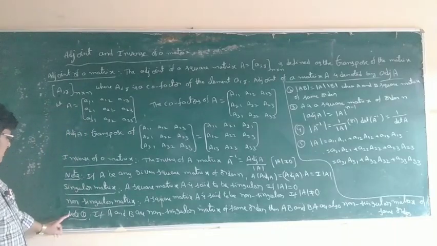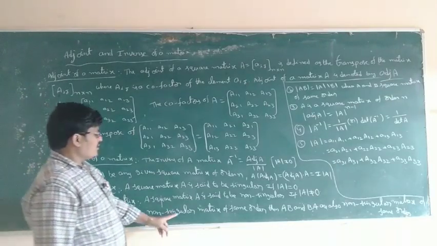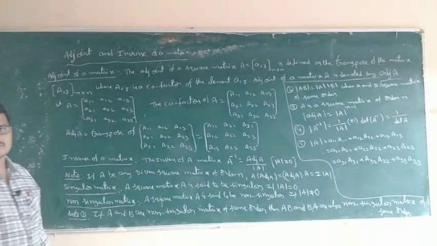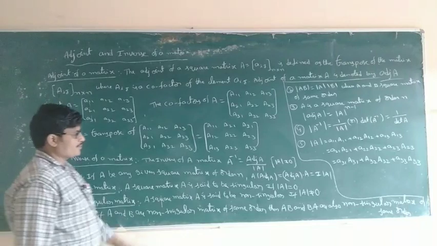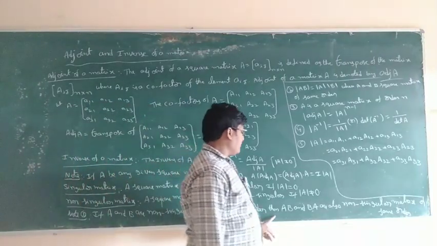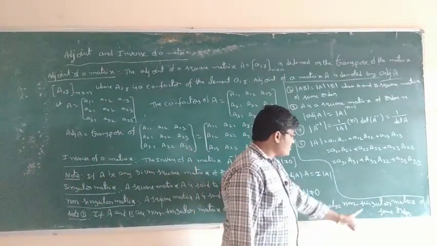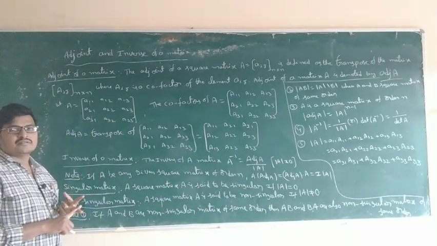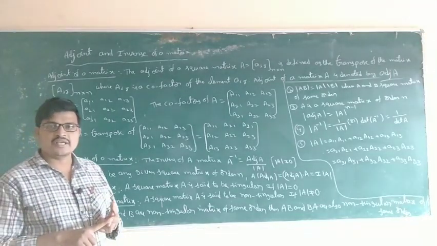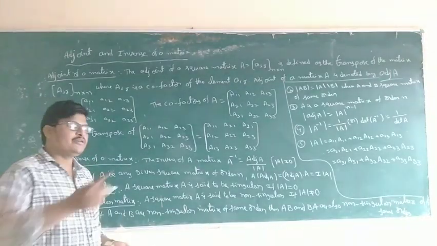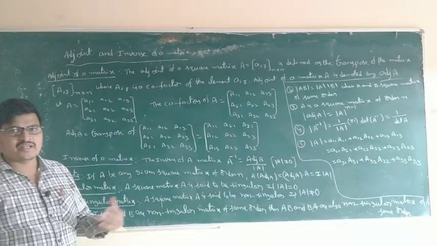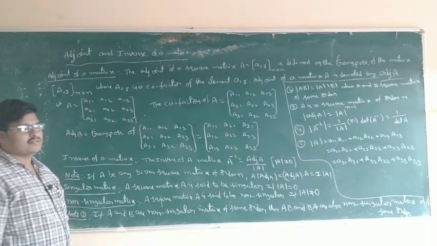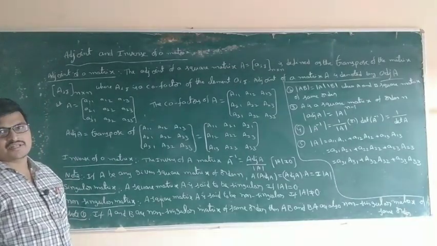Note, if A and B are non-singular matrices of the same order, then A into B and B into A are also non-singular matrices. Singular means determinant 0, no use. A is non-singular, B is non-singular, then A into B is a non-singular matrix, and B into A is also a non-singular matrix.